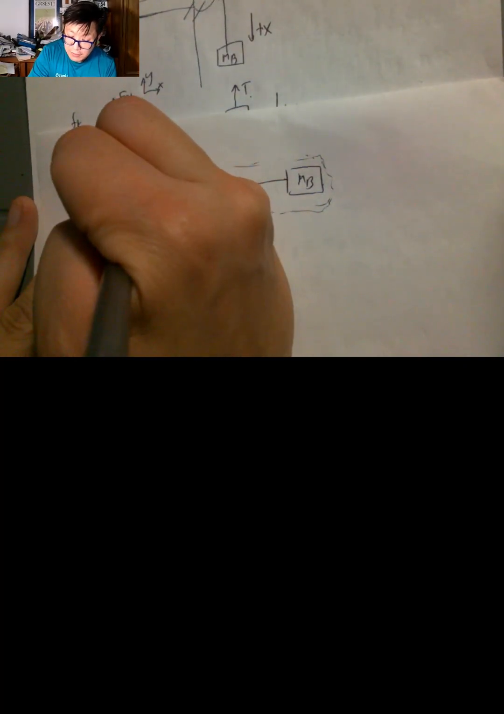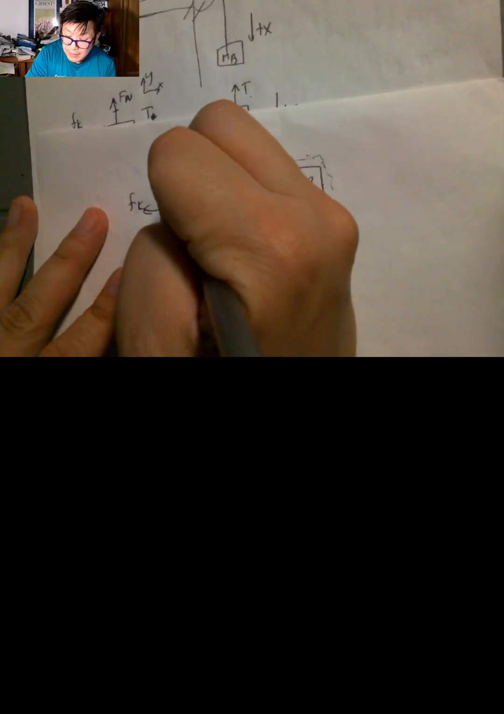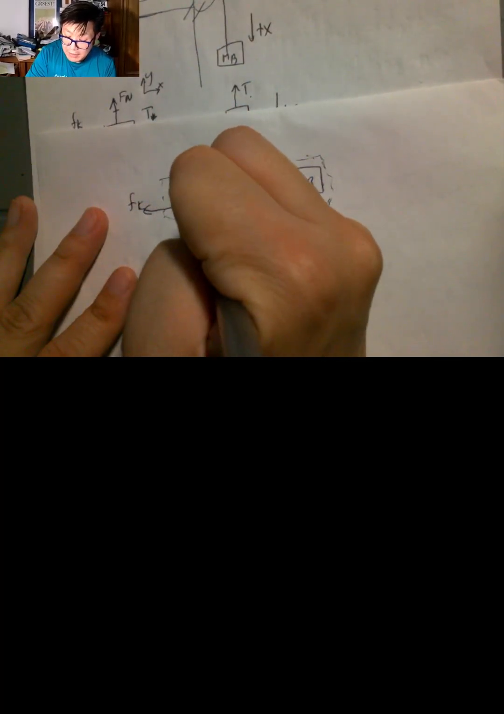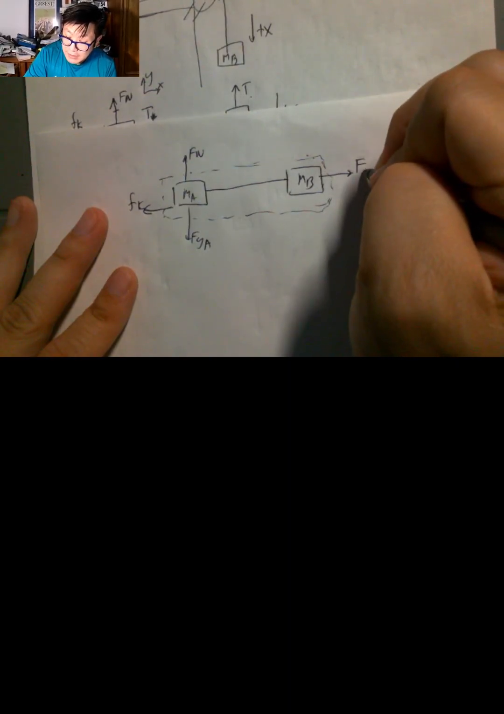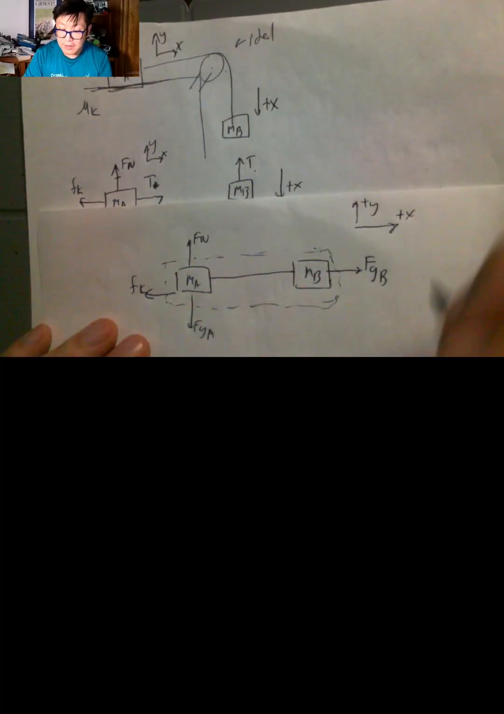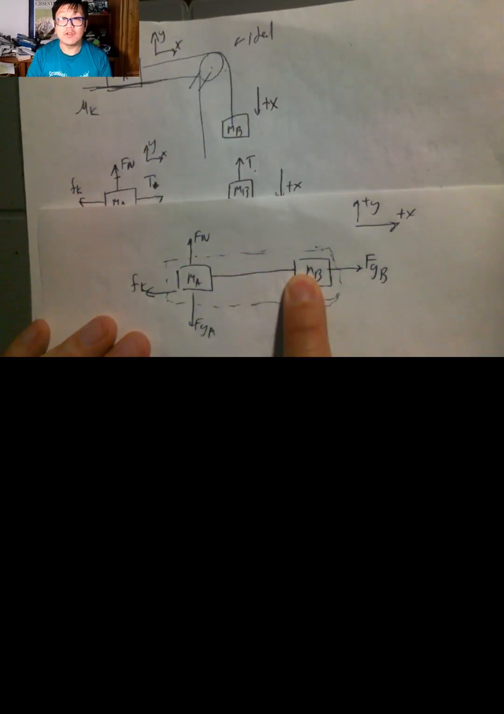I still have a coefficient of friction here, or a friction force here. I still have a normal force here. I still have a force of gravity on this one here. I still have a force of gravity on m_b now acting this way because, again, I've sort of rotated this part up to represent this as just motion purely in the x direction. I do not have tension anymore.